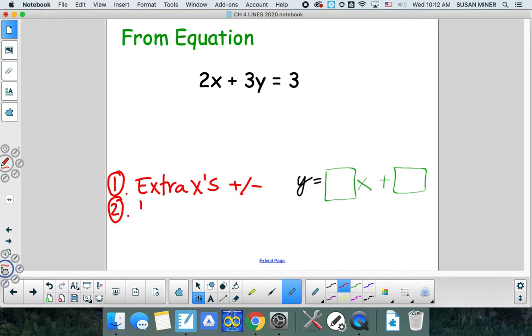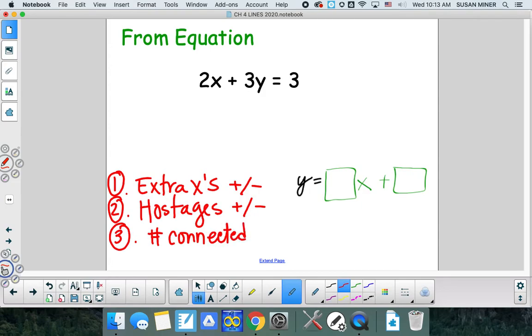The second thing I want to do is get rid of any extra hostages that I have, and that's always an add or a subtract step. And then the last thing that I want to do is get rid of the number that's connected to the variable that I want.